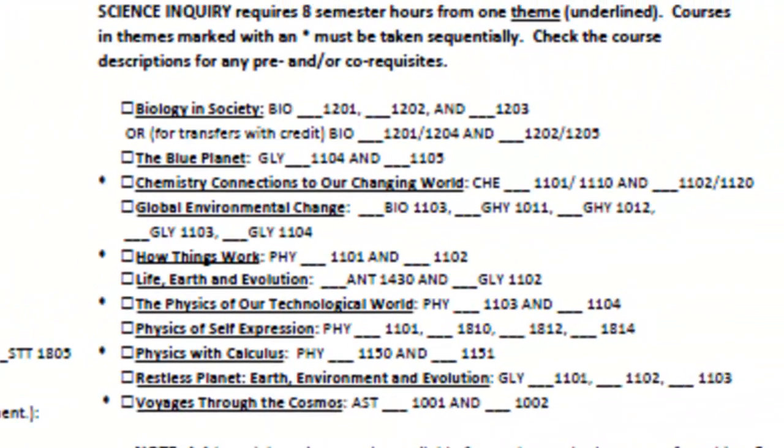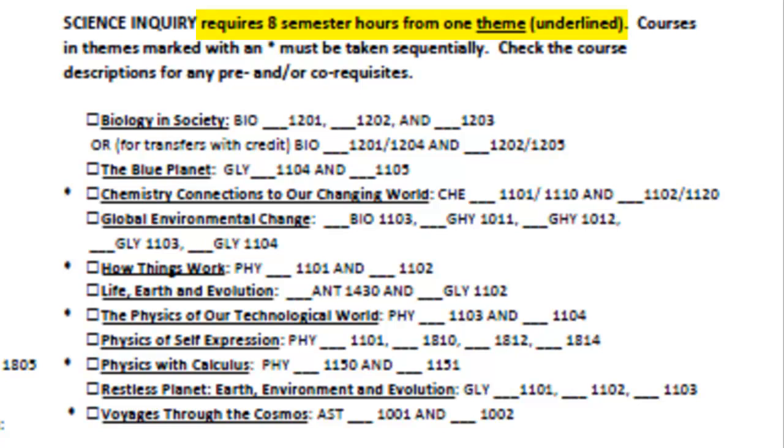Every student needs 8 hours of credit from the science inquiry area as well. You will choose a science theme, and here are the tricky things to note about each one of them. In most themes, you will take 2 4-hour classes to meet the 8-hour requirement. However, in biology and society, students will take 2 3-hour lecture classes and 1 2-hour lab.